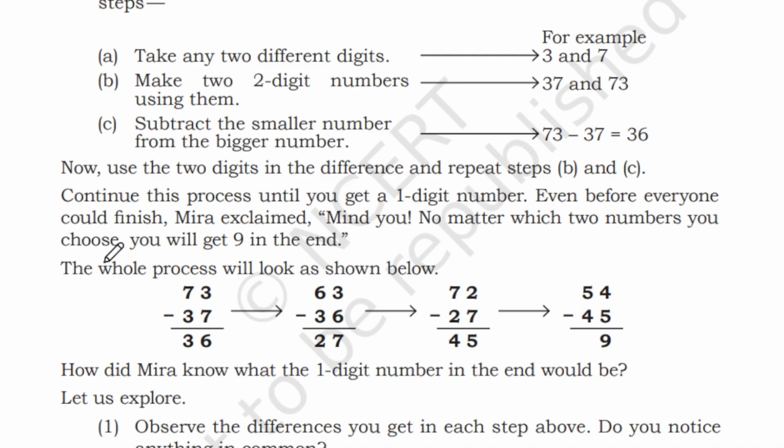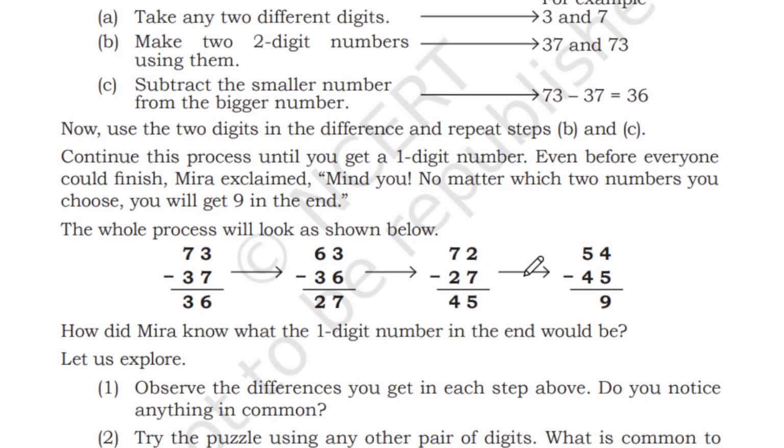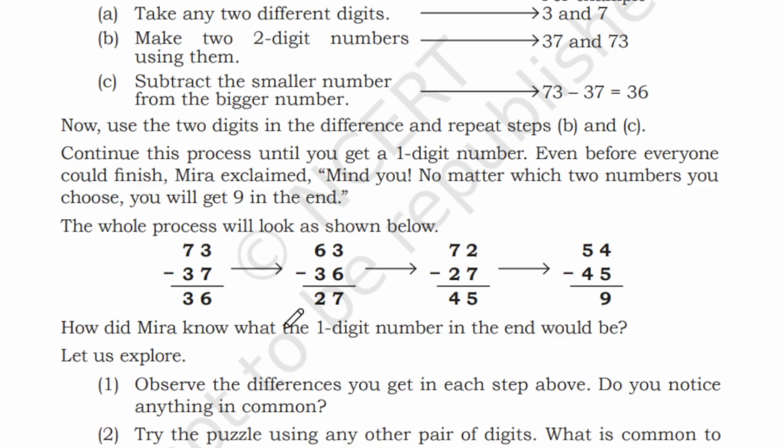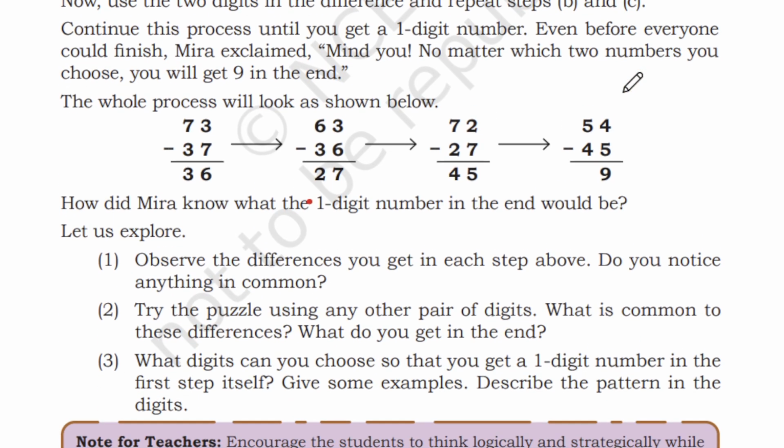Even before everyone could finish, Meera explained, mind you, no matter which number you choose, you will get 9 at the end. The whole process will look so. So see here what happened. So they got 36, right? After 36, they are going to make another two digit number using 3 and 6, which is 63 and 36.